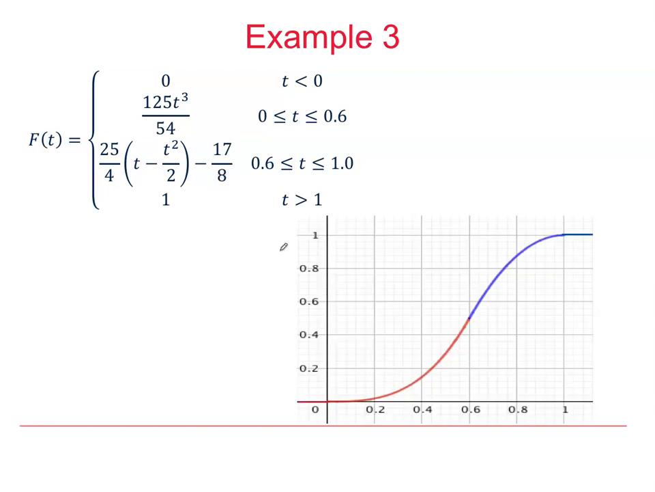It's always a good idea to do a sketch of the CDF. So here is F of t, the cumulative probability, and here is t. Notice that when t is less than 0, the cumulative probability is 0. When t is greater than 1, the cumulative probability is 1. The 2 curves join together nicely where t is equal to 0.6, and this is a requirement, of course.